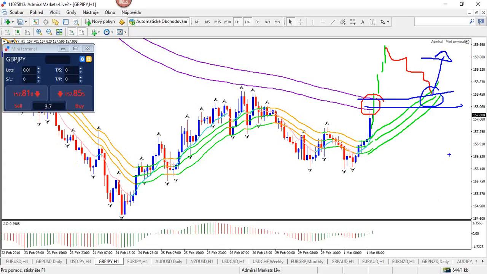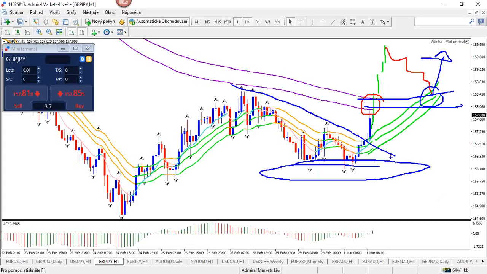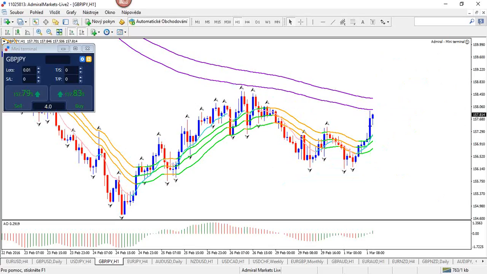Not right now. It's too soon, or too late. Could have been maybe here as a reversal trade, or even here upon the break of this trend line. But now it's not worth it.